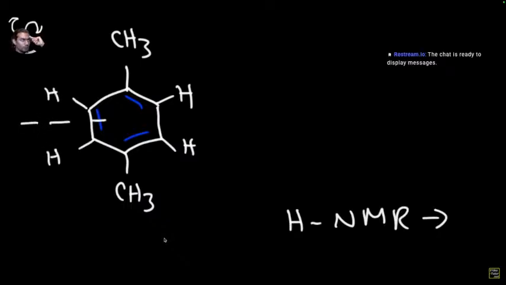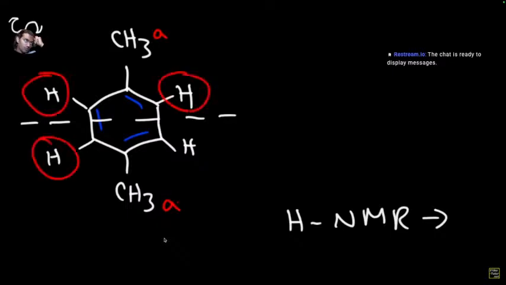And let's identify the line of symmetry, which is here. So still, these three hydrogen atoms will show up as signal A. Now notice that these 4 hydrogen atoms all have the same chemical environment. These two are identical to each other.